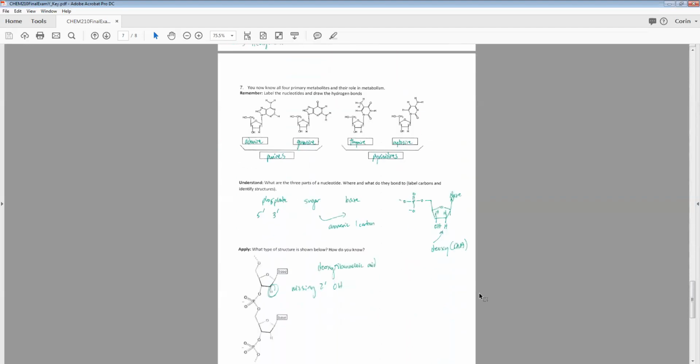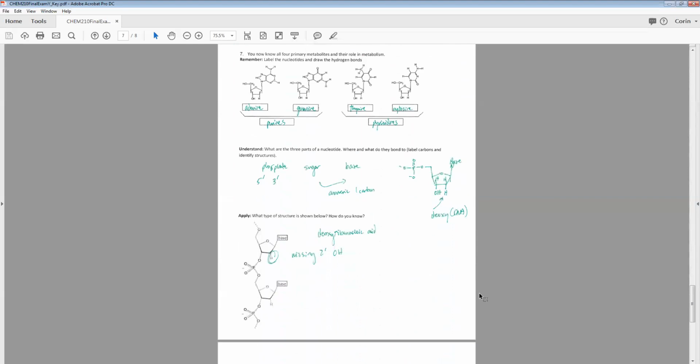You now know all 4 primary metabolites and their role in metabolism. Label the nucleotides and draw the hydrogen bonds. Again, this is being able to distinguish between purines and pyrimidines. And then what are the 3 parts of a nucleotide? Where and what do they bond to? Label carbons and identify structures.